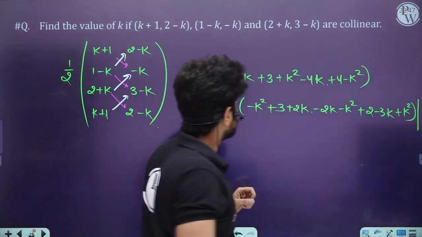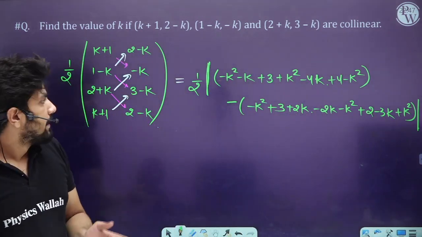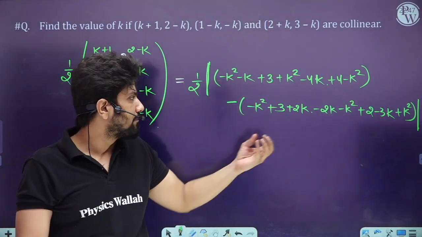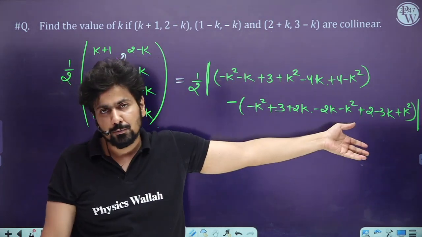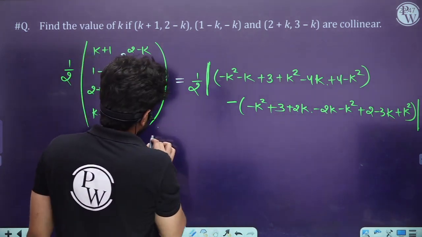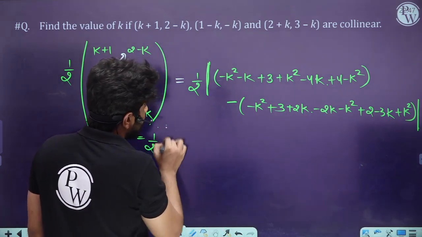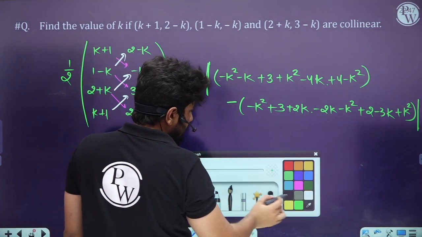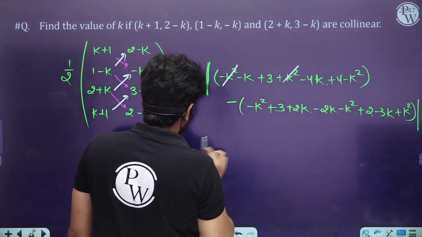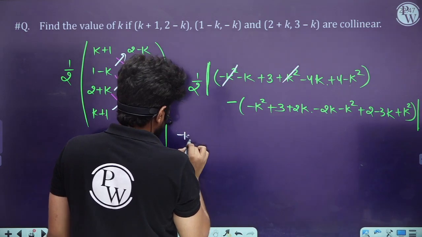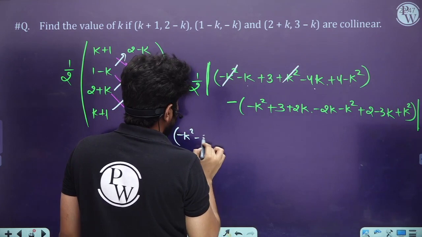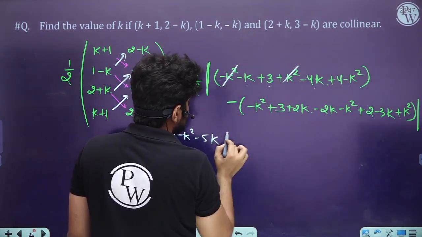Okay, modulus of this. So this is the area of the triangle formed by these three points. And what do we have to do? We have to equate this entire thing to 0, because if they are collinear, then the area of the triangle will be 0, right? So if we calculate this, minus k square plus k square will get cancelled out over here. Then I have minus k square, minus 4k minus k, which is minus 5k, and plus 3 plus 4, which is plus 7.